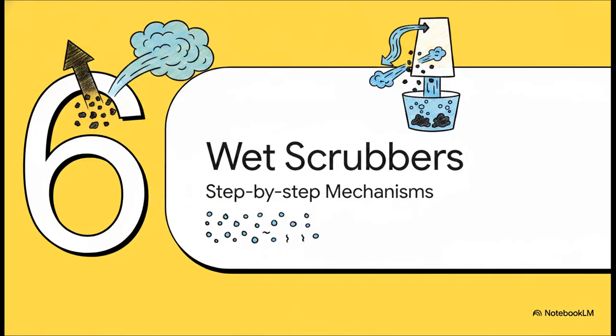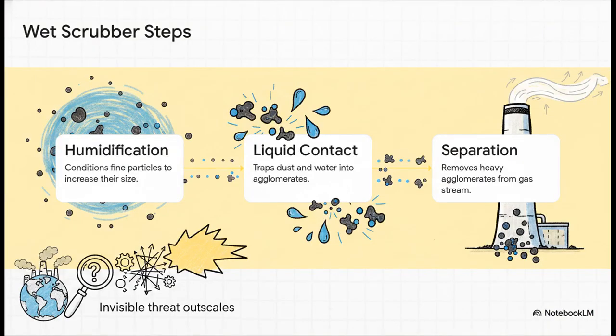Finally, Section 6, Wet Scrubbers and Mechanisms. Our final engineering marvel handles both particulates and dangerous gases simultaneously. Wet scrubbers operate in three really beautiful, distinct steps. Step 1 is gas humidification. This conditions those ultrafine particles we talked about earlier, forcing them to swell and increase their size so they're easier to catch. Step 2 is gas-liquid contact, which is the most critical factor.